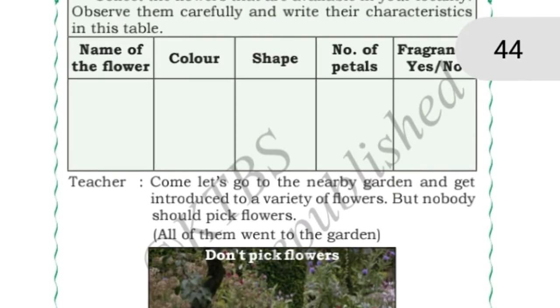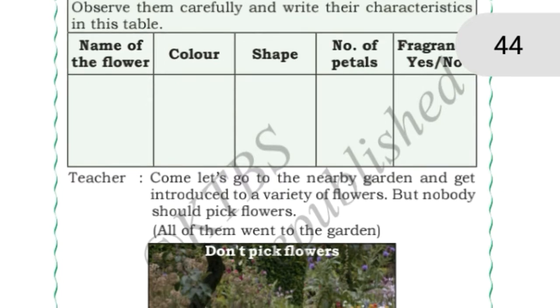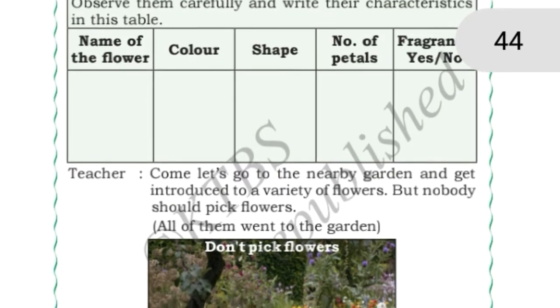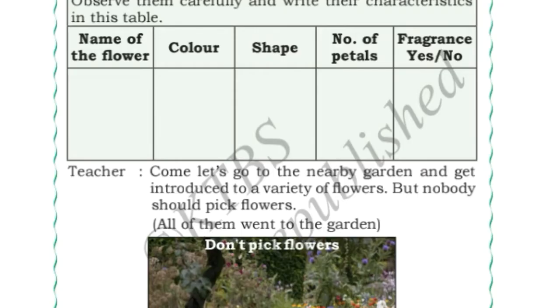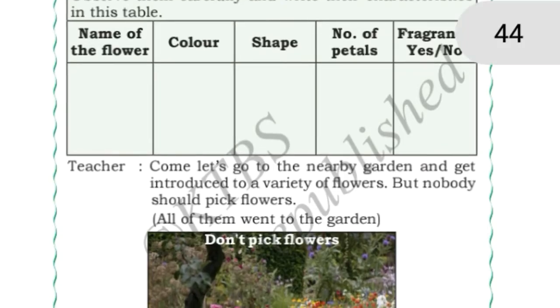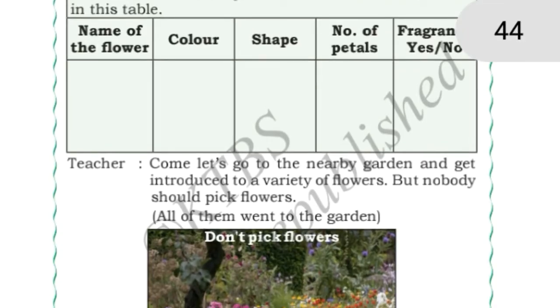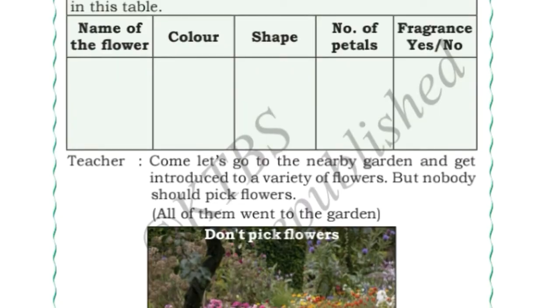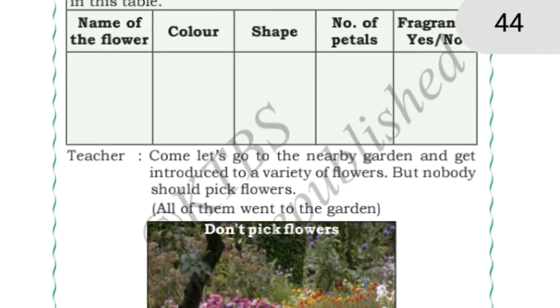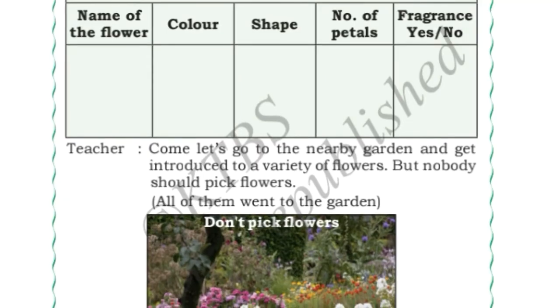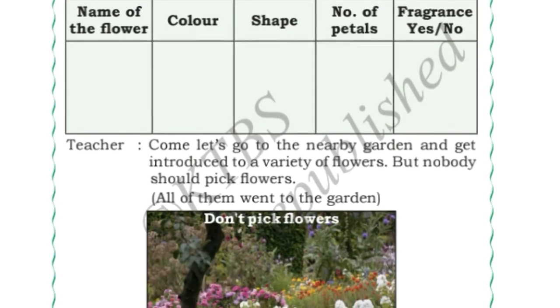For example, I will write here rose. Okay, rose, which color will rose be? Rose will be white, red, whichever color you have in your locality you can write. Shape of the rose, round, right? Small and round. Number of petals, many petals rose will have, right? Fragrance, yes, it has fragrance, so we will write yes.